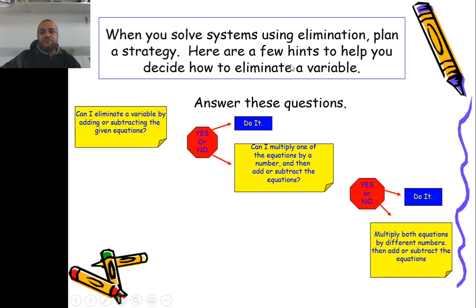This is a plan strategy. When you solve systems using elimination, plan a strategy. Here are a few hints to help you decide how to eliminate a variable.